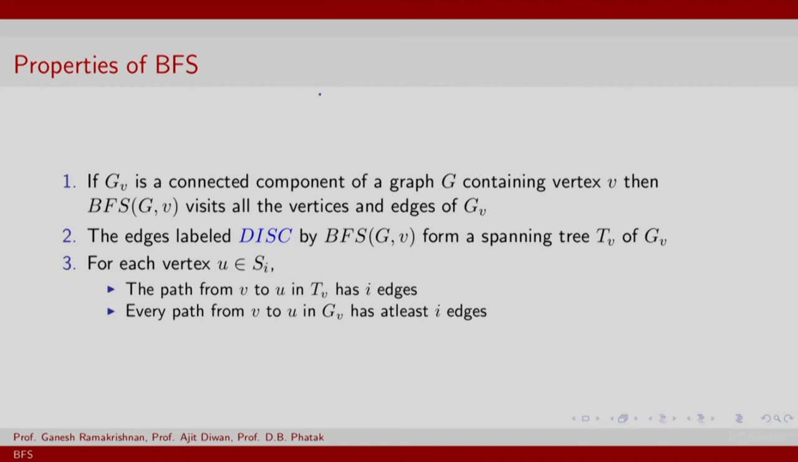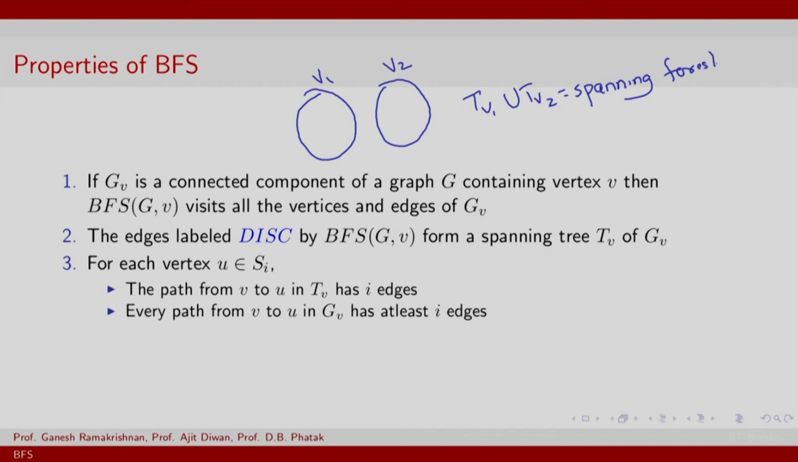And in case your G happens to have several disconnected components, V1, V2, then TV1 union TV2 will give you the spanning forest of G. So the tree you get from each of these is basically a subset of the corresponding graph.